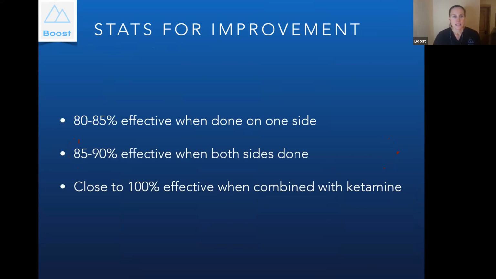Okay. Statistically, 80 to 85% of people are going to improve when we do one side. 85 to 90% of people will improve when we do both sides. And pretty close to 100% of people will improve when we combine stellate ganglion blocks with ketamine. And I'll talk about that a little bit later. What do I mean by improvement?